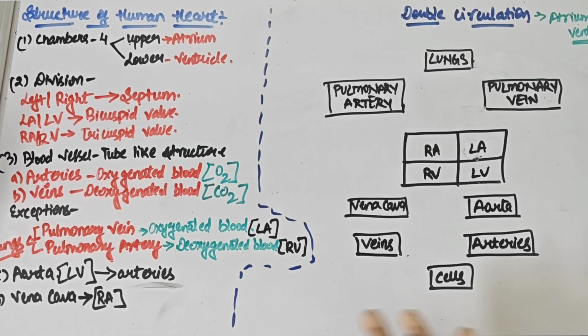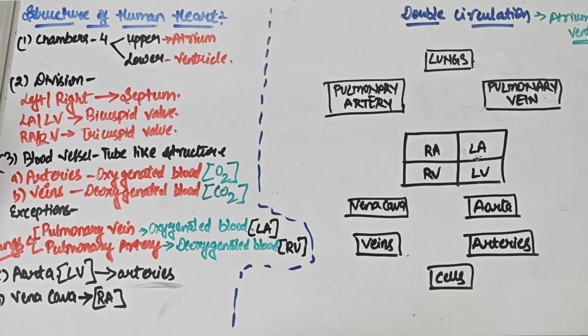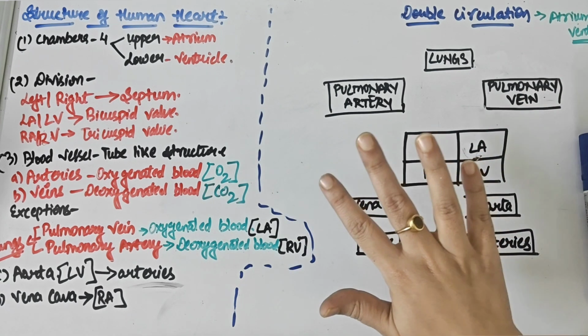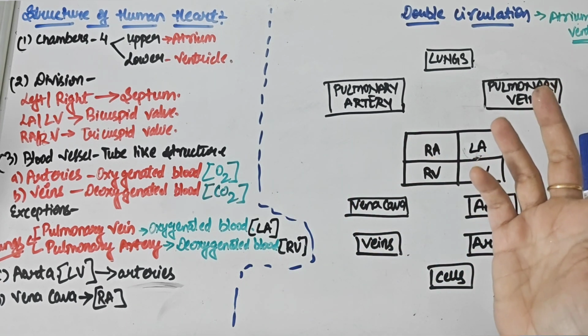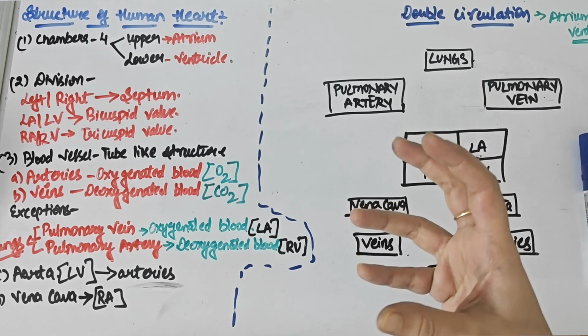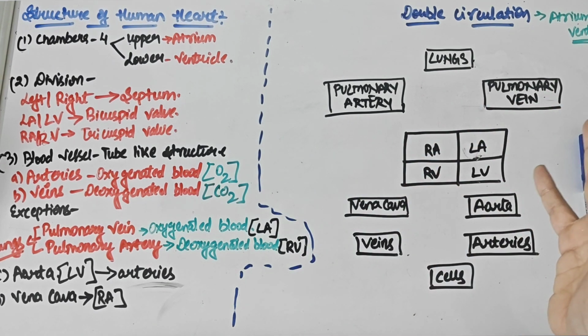Alright, so this is just a flowchart that I have drawn to make you understand what double circulation is all about, or what the transportation of blood is all about. So let me just give you a quick example here first of all. We do have water tanks in our houses, right? If you live in an apartment or a standalone house, mainly what happens? We get a connection of water, right?